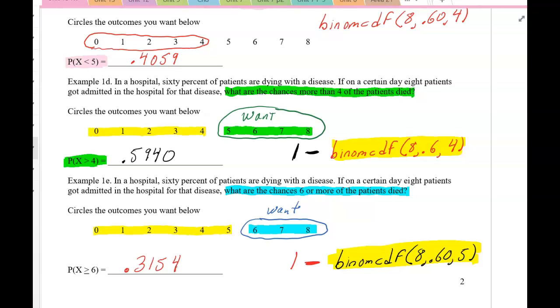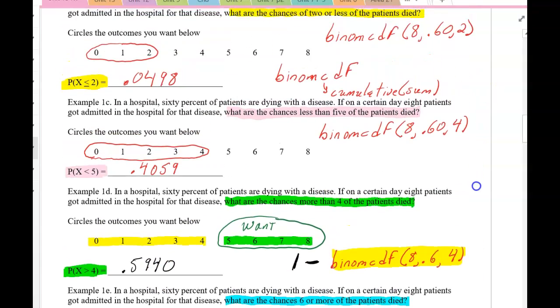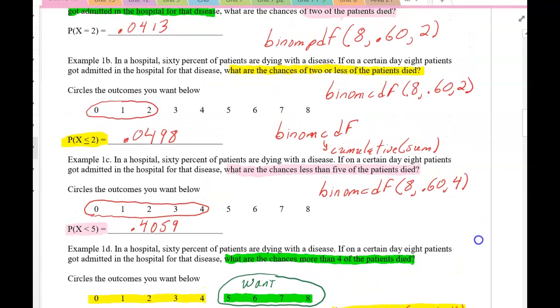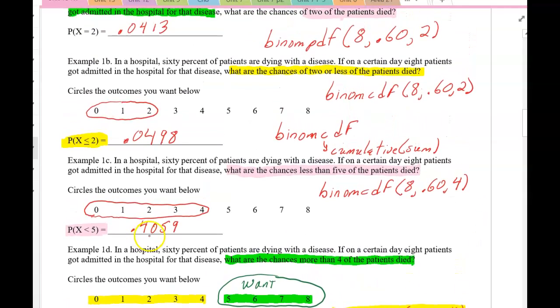The probability, looking at letter D, that 5, 6, 7, or 8 patients die is 0.5940. So this is a deadly disease. The probability that less than 5 patients die is 0.4059, or 40%. The probability that 2 or less patients die is around 5%. So I hope you found this video helpful on calculating binomial probabilities.